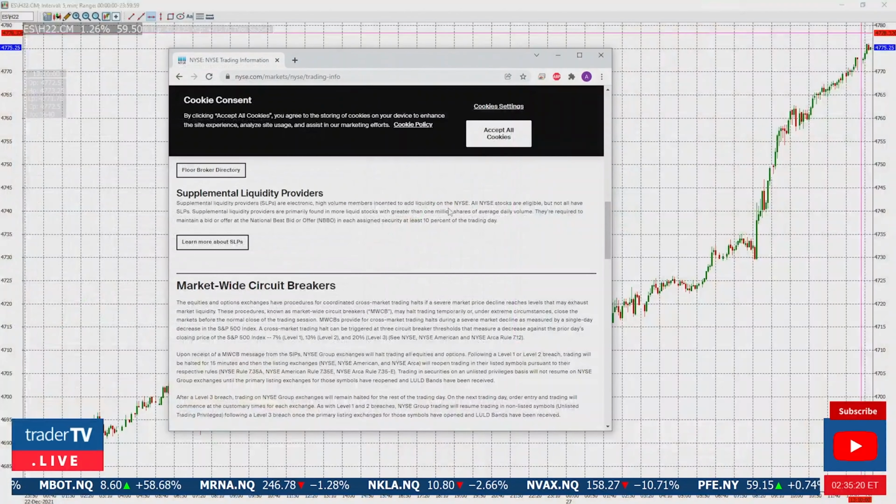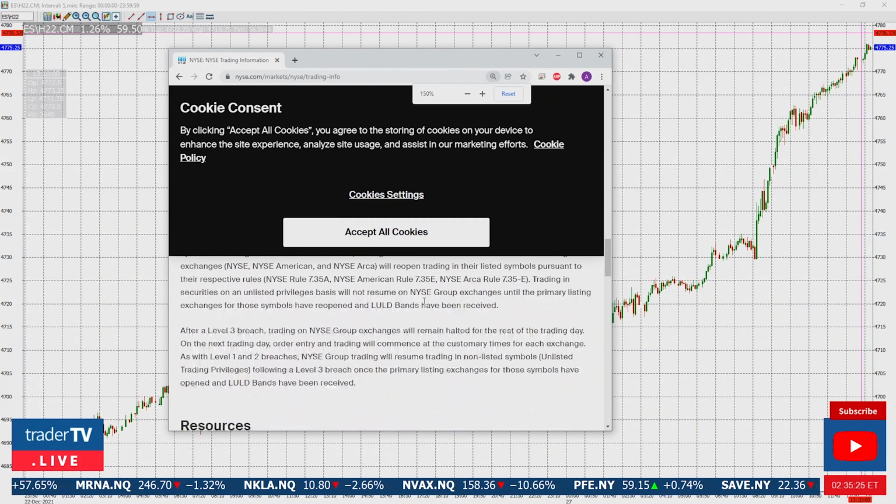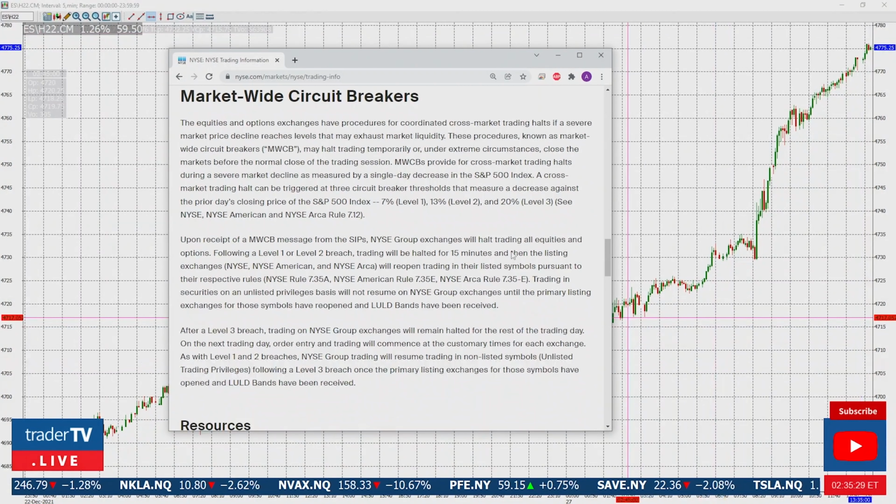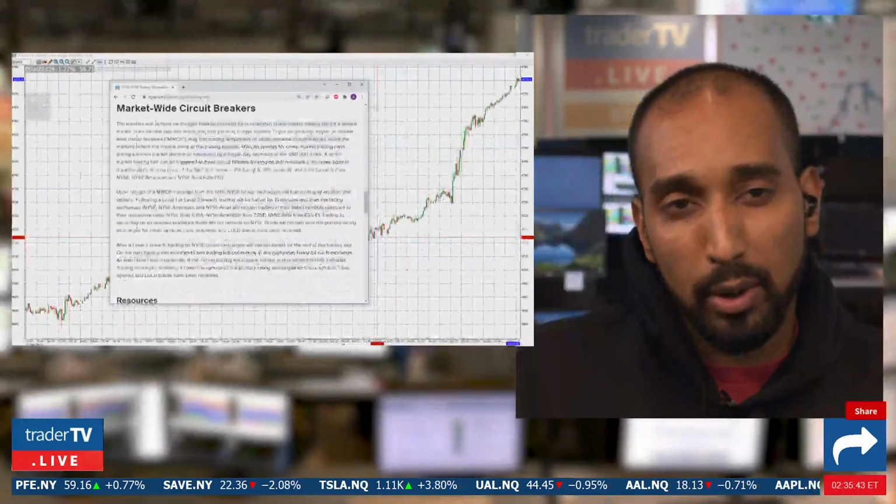So in the event the futures are down, and let me see if I can actually zoom this in. There we go. This is directly from New York. The S&P 500 as an index has 3 different circuit breakers. There's one at 7%, one at 13%, and one at 20%. Now, these are obviously to the downside in the event the market were to fall off. And we do have to be aware of this.